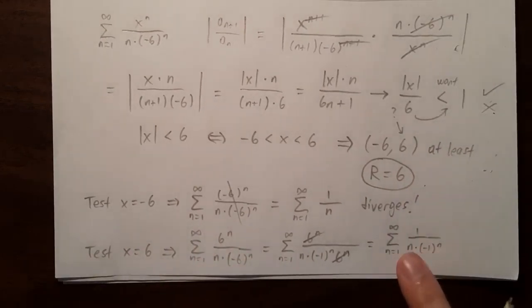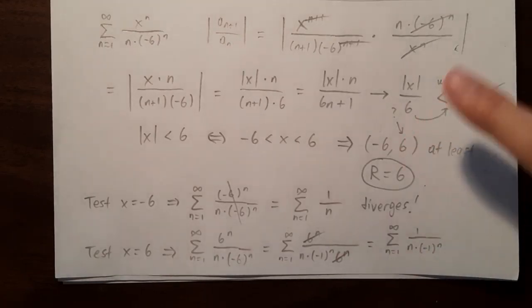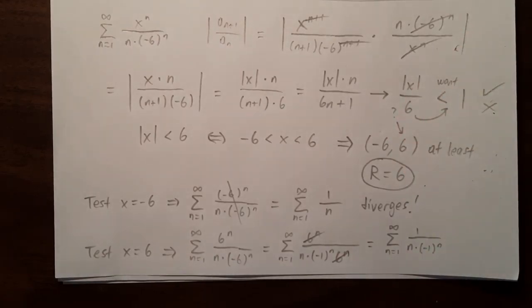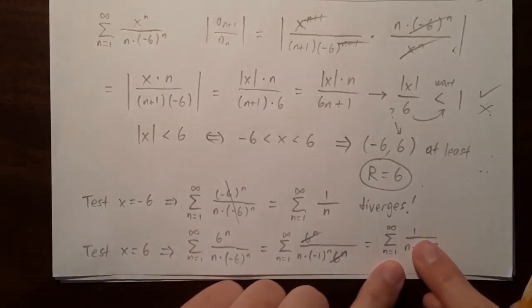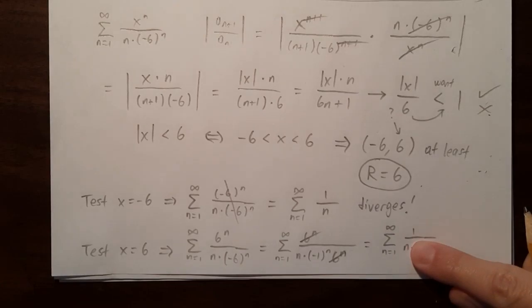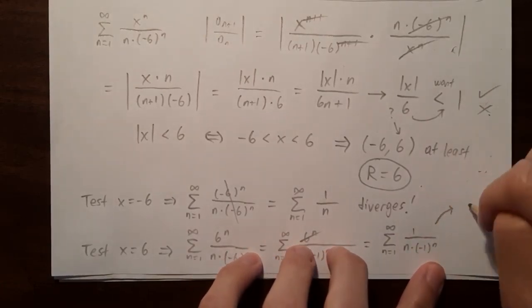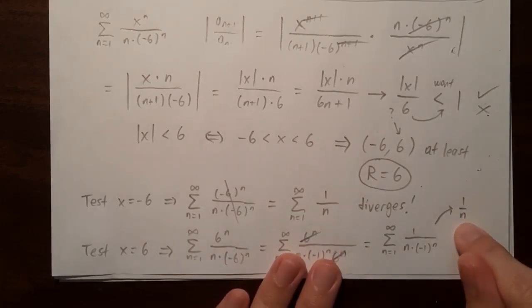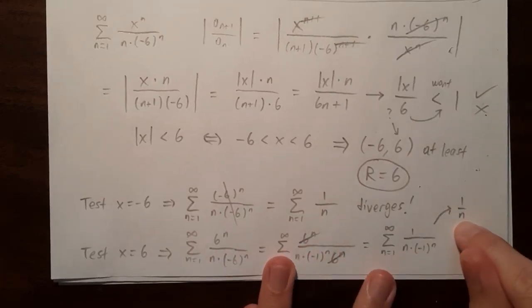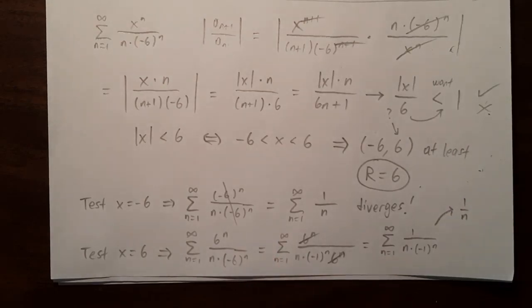This negative 1 to the n is just causing the series to alternate between plus and minus. So this is an alternating series, and we should be able to decide whether it converges or not with the alternating series test. What does the alternating series test say? It says that if the non-alternating version of the terms, 1 over n, goes to 0, then we're guaranteed to have convergence in this case.